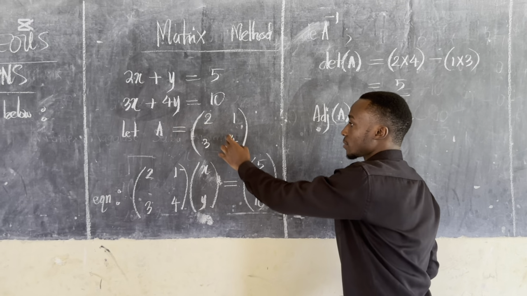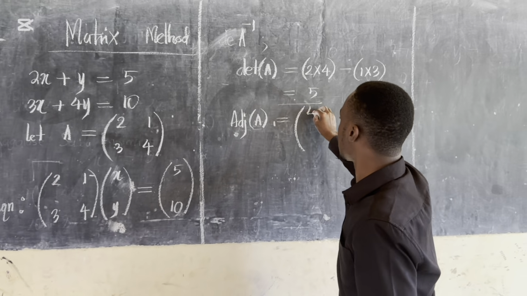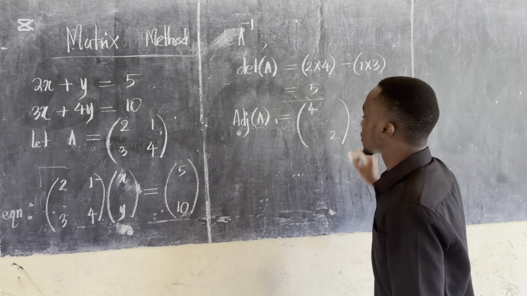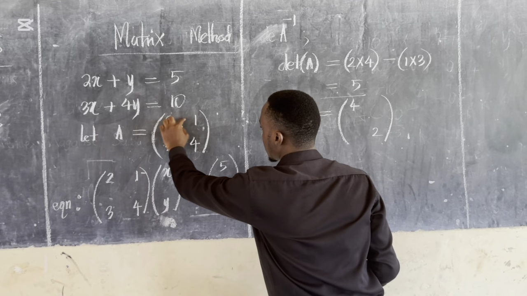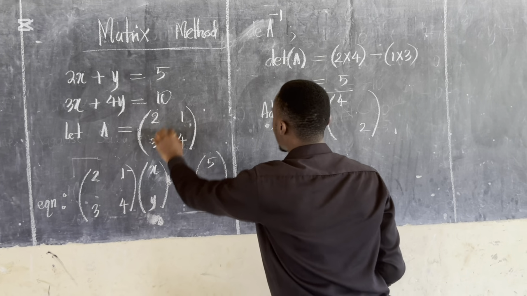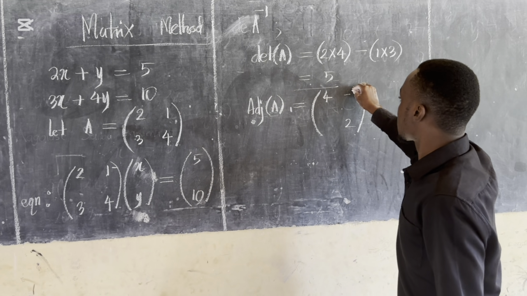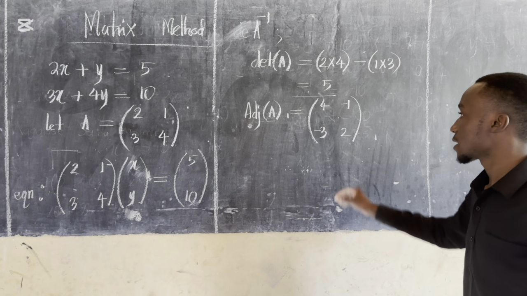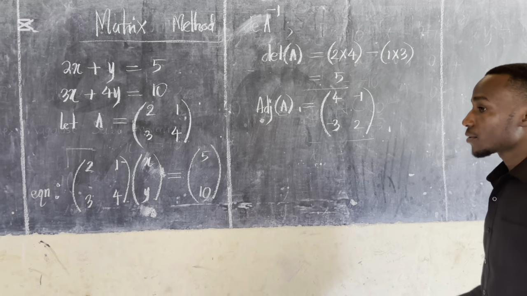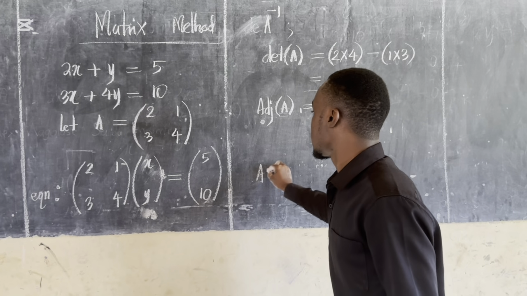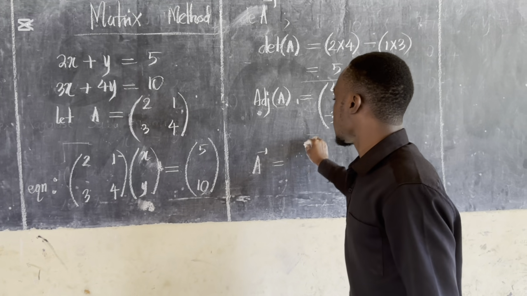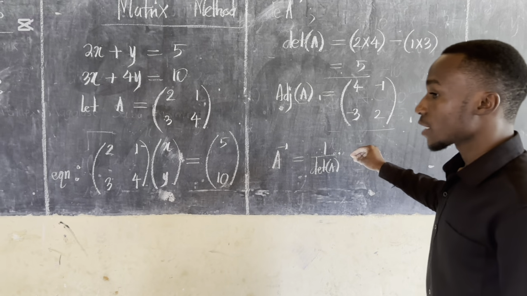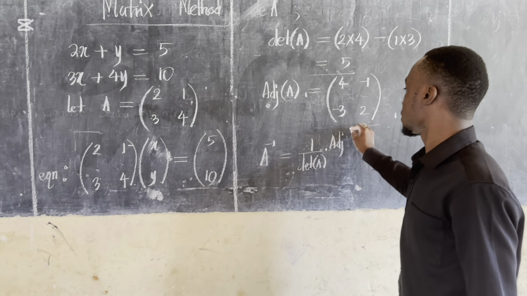After that, we get the adjoint of A, which is also a matrix. But now the elements in the major diagonal are interchanged, and the elements in the minor diagonal are multiplied by negative 1. So we end up with this, and this is our adjoint. And so we shall get our A inverse by the formula: the inverse is 1 over the determinant of A times the adjoint of A.